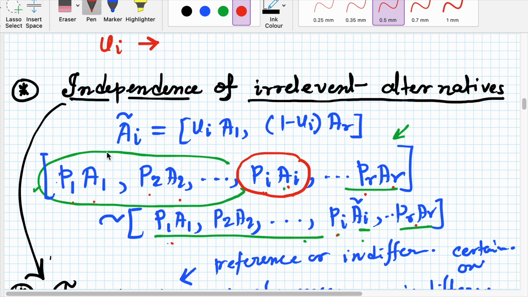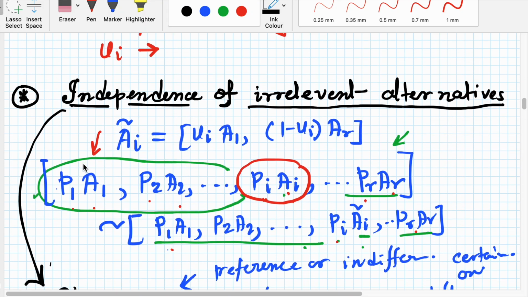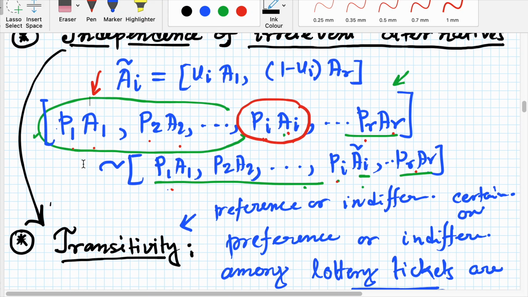Irrespective of the fact that many more irrelevant alternatives are added as prizes, the indifference relation still holds for ai and ai tilde. So this is called IIA, or independence of irrelevant alternatives.